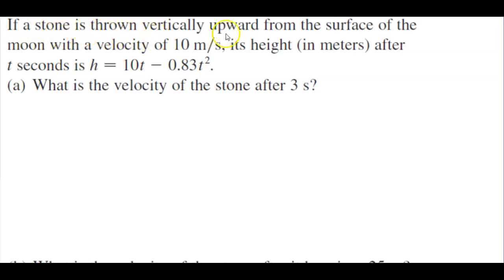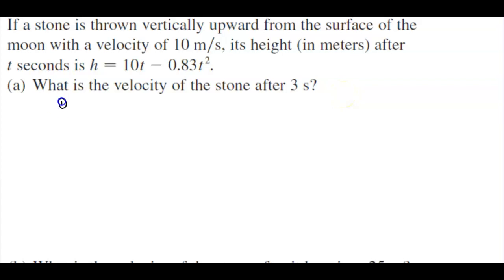If a stone is thrown vertically upward from the surface of the moon with a velocity of 10 meters per second, its height in meters after t seconds is h, which is equal to 10t minus 0.83t squared. In part A, we want to find out what is the velocity of the stone after 3 seconds.